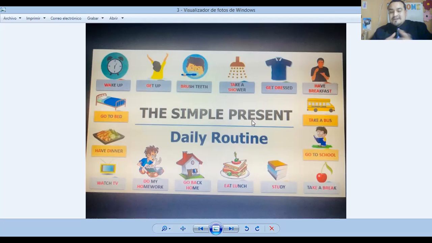So do you see how this is a routine? Why is it a routine? Because it repeats itself daily, regularly, right? You see that it starts in here and it goes all around here and it finishes again here. So it's a circle, right? So we use the simple present tense to talk about habits, okay? So now I want you to tell me about some examples about habits that you guys have, okay?